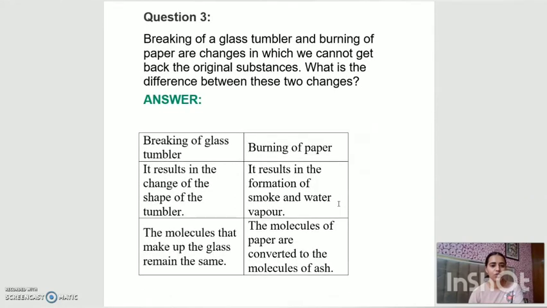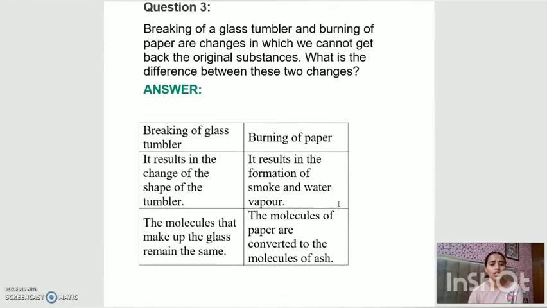Moving further, question number 3. Question 3 says, breaking of a glass tumbler, when a glass is broken into pieces, and burning of paper, when we burn paper, are changes in which we cannot get back the original substances. What is the difference between these two changes? I have already told you, when there is the word difference, you have to mark a line in between and write one thing on one side and the other thing on the other side. Here we have to differentiate between the breaking of glass and the burning of paper.